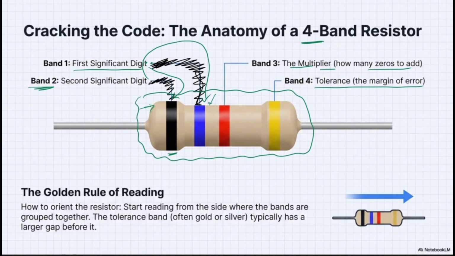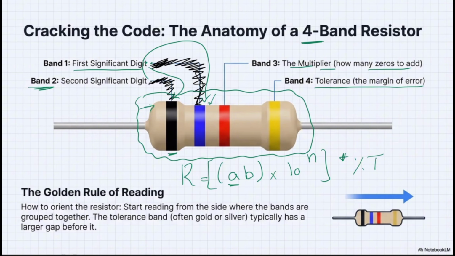How can we read that? It means that I have something like this. If I would like to see how much my R is, I have to have something like this: AB multiplied by 10 to the power of n, everything multiplied by the tolerance percentage.